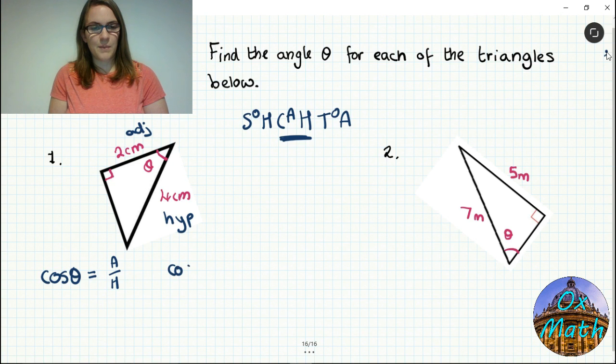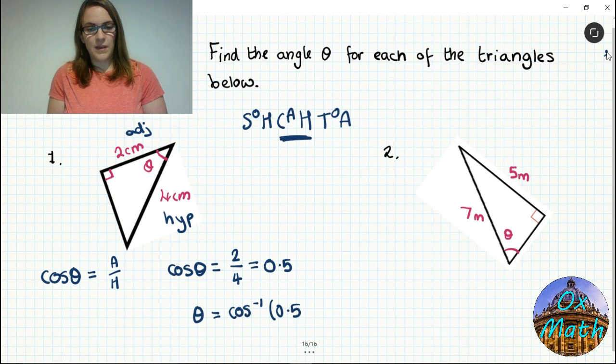So if we fill in the parts we know, we don't know the angle, but we know that the adjacent is 2 and the hypotenuse is 4. So we get cos theta equals 2 over 4, which does simplify down to 0.5. We want the theta on its own, so we need to inverse cos it. So cos to the minus 1 of 0.5, type that into your calculator, and it gives you 60 degrees.